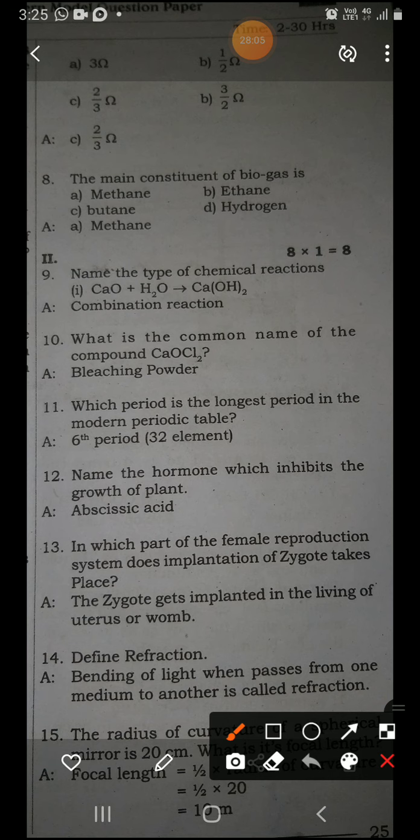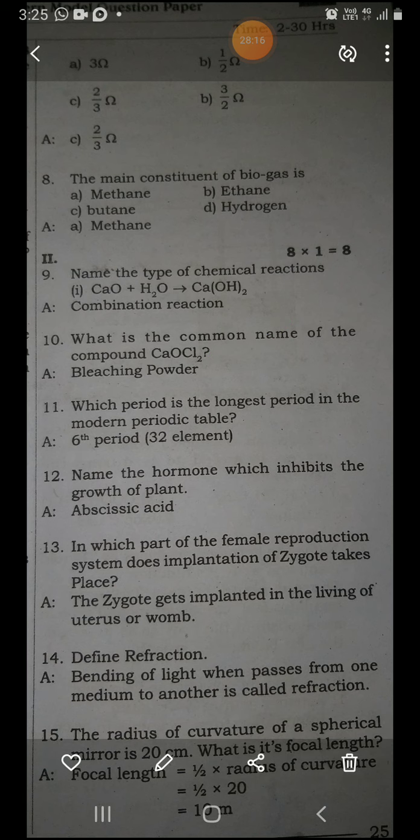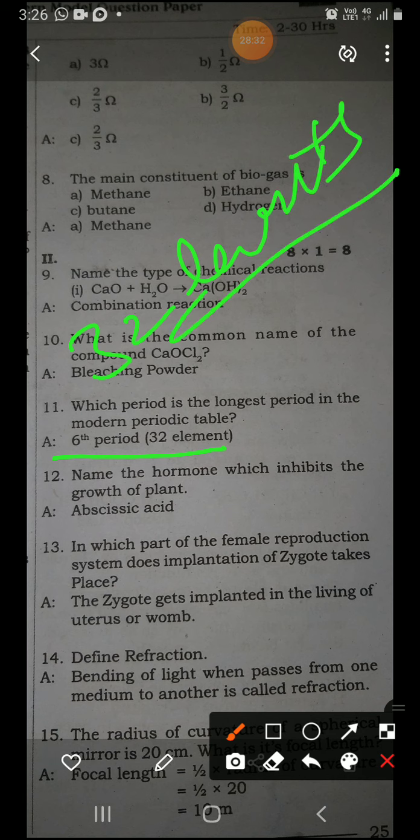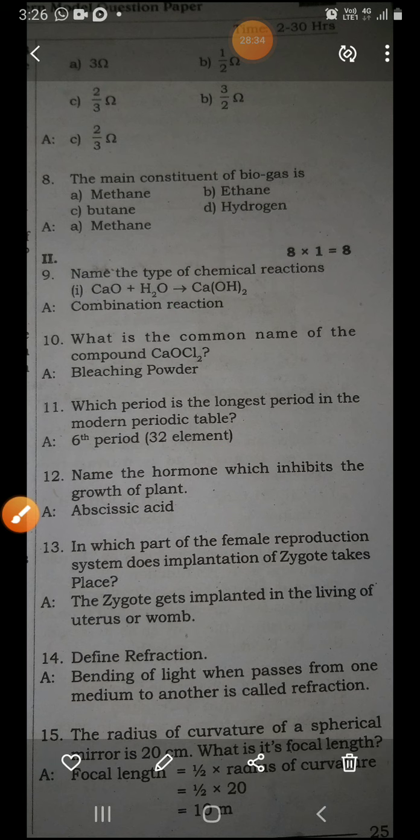Got it? Second, what is the common name of the compound CaOCl2? Bleaching powder is the common name of the compound, we have discussed it. Third question: which period is the longest period in the modern periodic table? The sixth period, which has 32 elements. So the longest period is the sixth period.